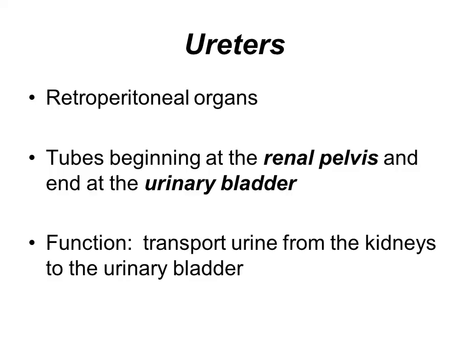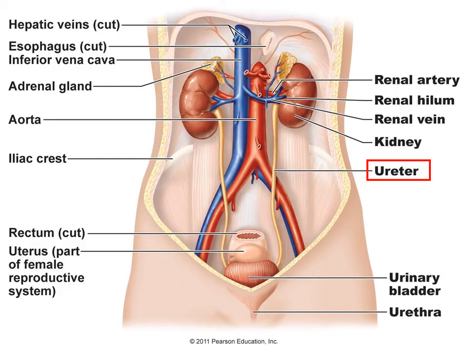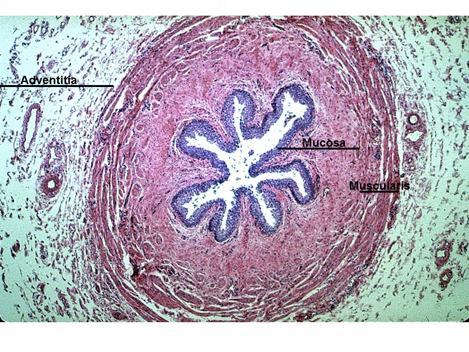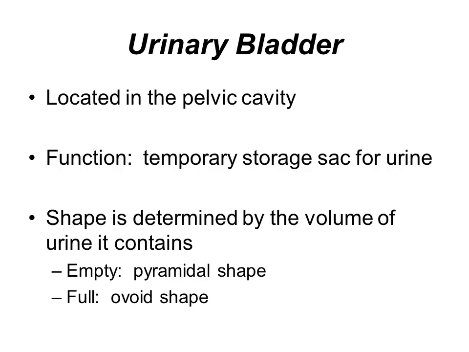The ureter is the tube that connects the kidney to the urinary bladder. And its whole purpose is to transport the urine that you just formed in the kidney, to transport it down to the bladder where it's going to be stored until you can release it. So each kidney has its own ureter. They both come down. This is a cross section of the ureter. And they will both drain into the urinary bladder, which is located in the pelvic cavity.